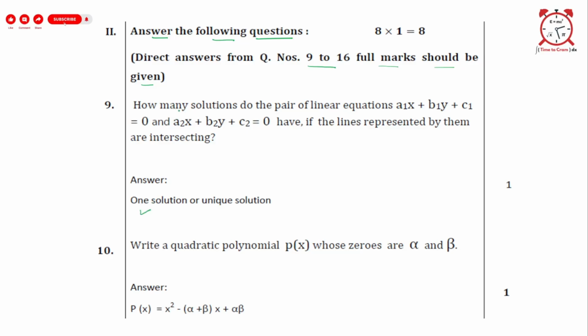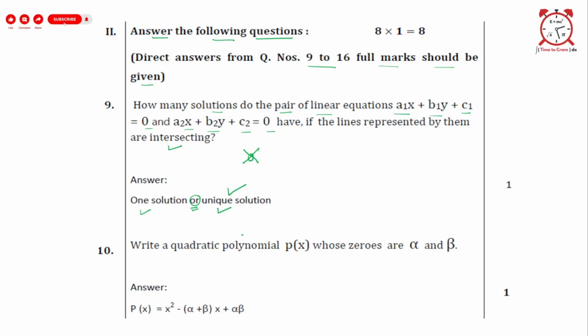So the question is: how many solutions do the pair of linear equations a1x plus b1y plus c1 equal to 0 and a2x plus b2y plus c2 equal to 0 have if the lines represented by them are intersecting? We know that if the lines are intersecting, there is only one point. So the answer is one solution, or a unique solution.